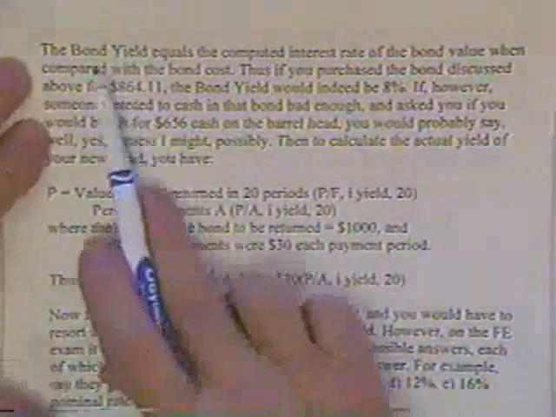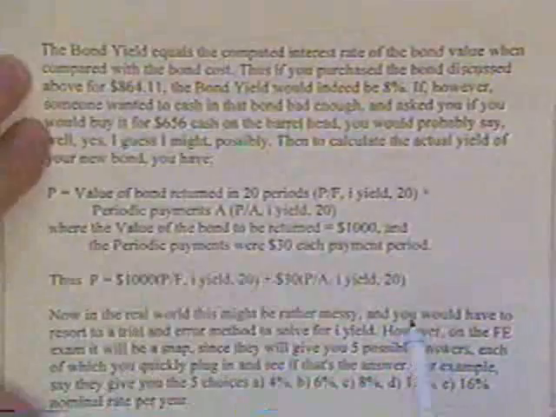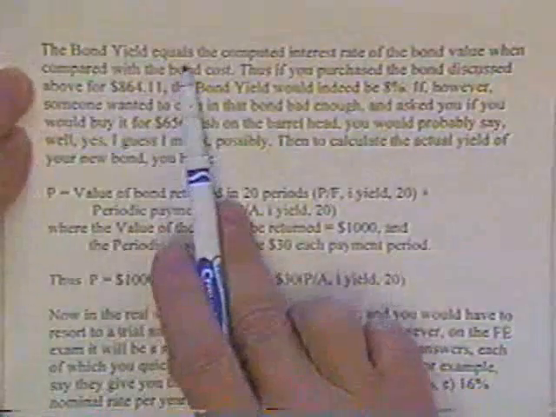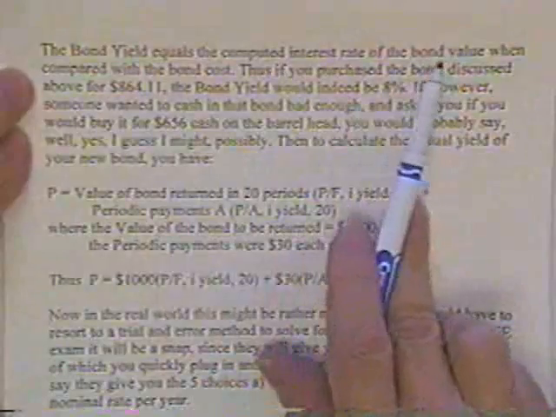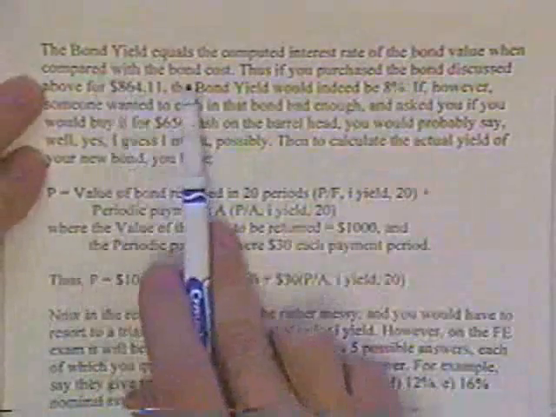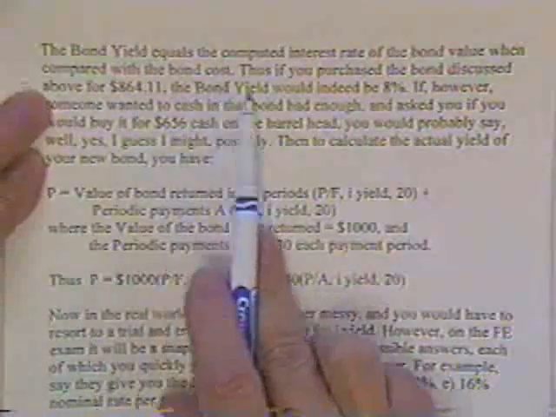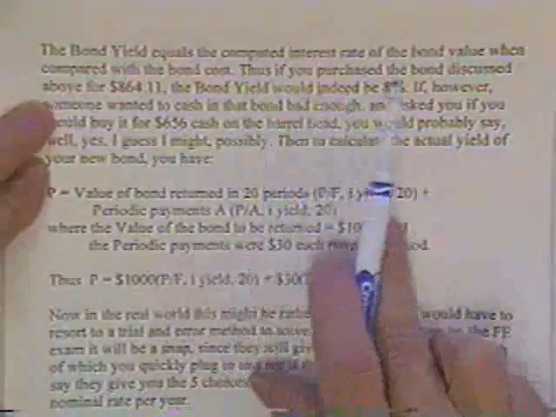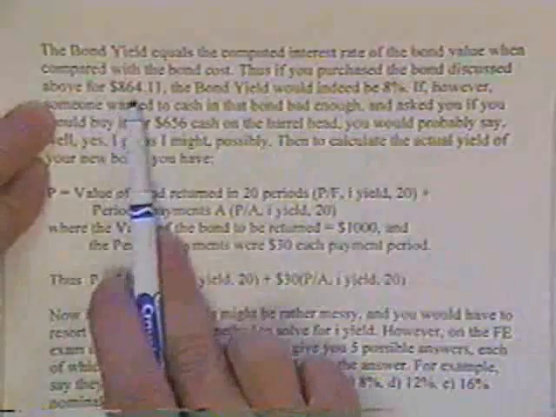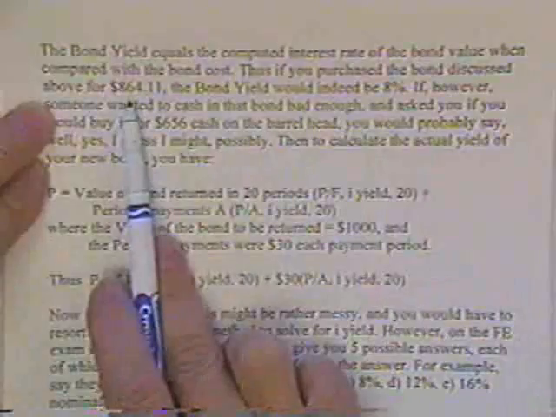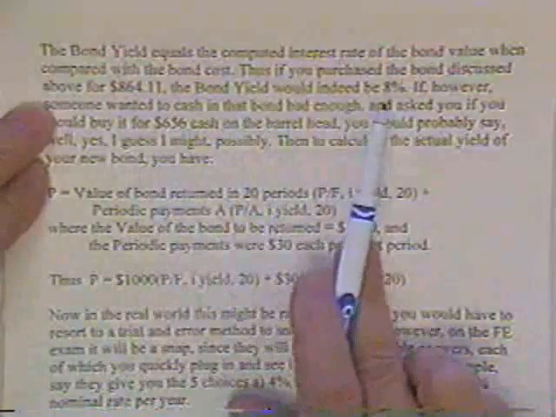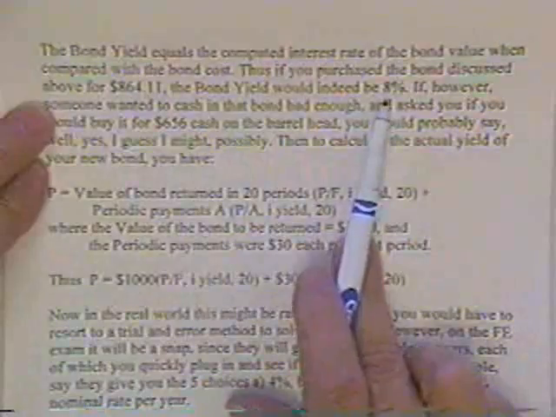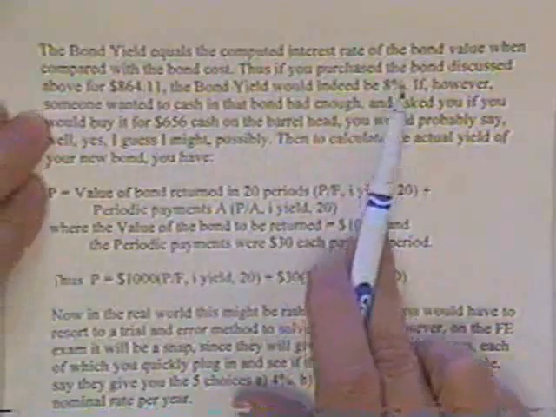All right. Now, the yield of the bond. The yield of the bond is the computed interest rate of the value of the bond when compared with the bond's cost. So, if you did purchase this bond we just talked about for $864, then its yield would be 8% because that's what we agreed that you wanted, so that's its yield.